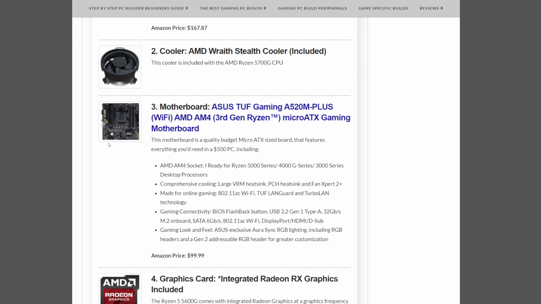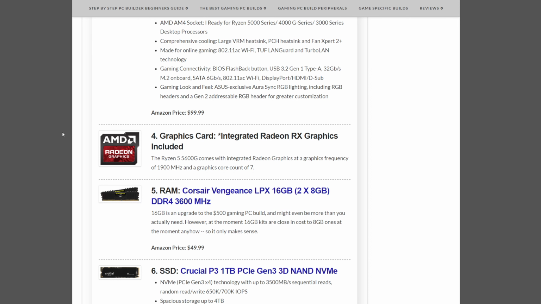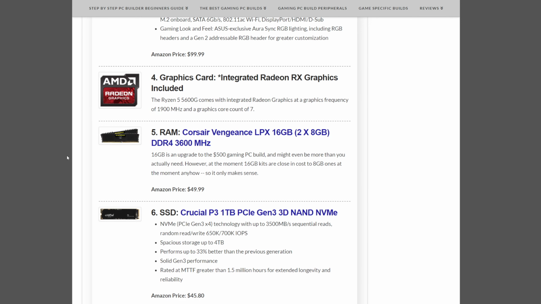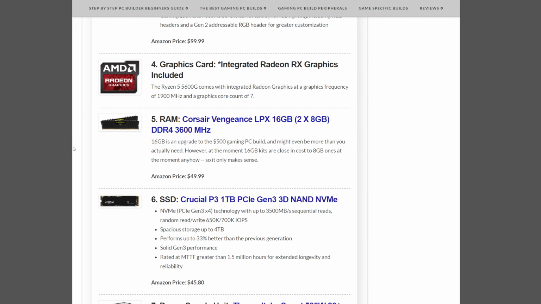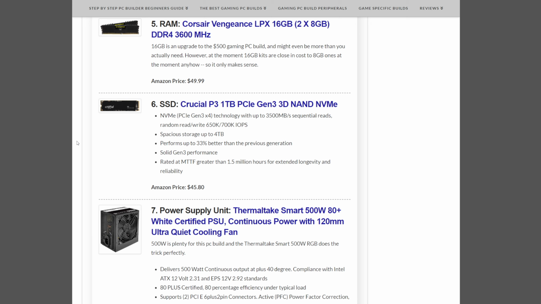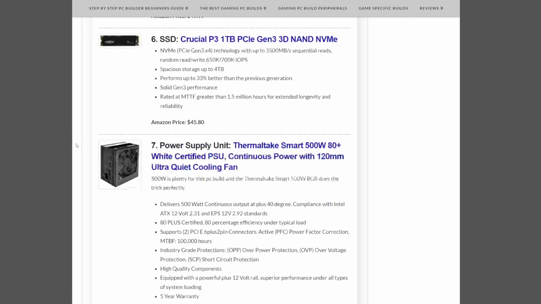The motherboard is the ASUS TUF Gaming A520M-Plus. The motherboard includes integrated Wi-Fi, which is phenomenal for a board of this price even. So it's actually a pretty good value board, coming in at $99.99. Graphics, like I said, no card included, but this includes integrated Radeon RX graphics with the CPU. Memory we have here is a Corsair Vengeance LPX 16GB kit at 3600 megahertz, $49.99.